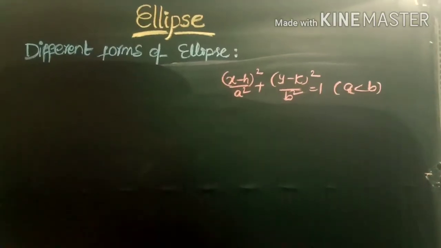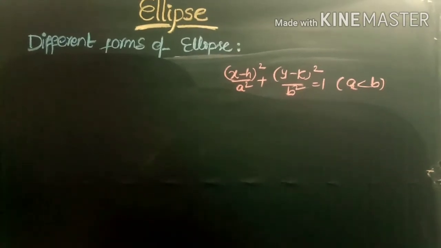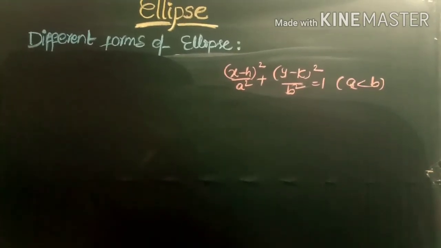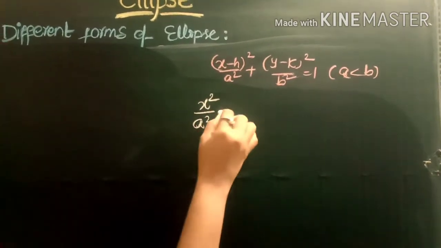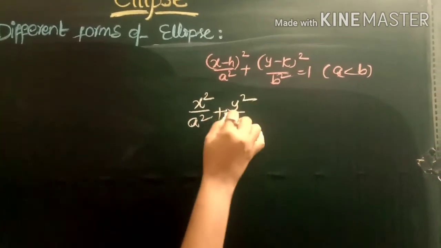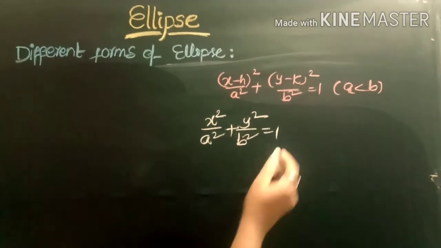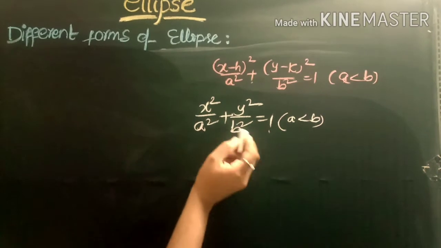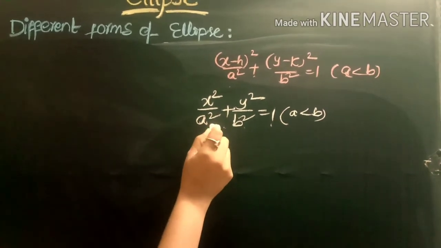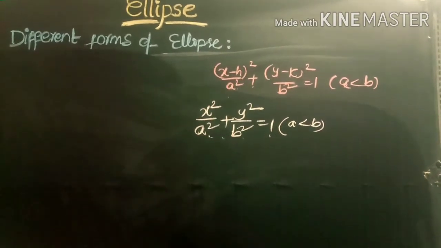The form is (x minus h) whole square by a square plus (y minus k) whole square by b square is equal to 1 when a is less than b, and the graphical representation of this form is the same as x square by a square plus y square by b square is equal to 1 when a is less than b. So the difference between these two equations is that this is the ellipse with center 0 comma 0, but this is the ellipse with center h comma k.